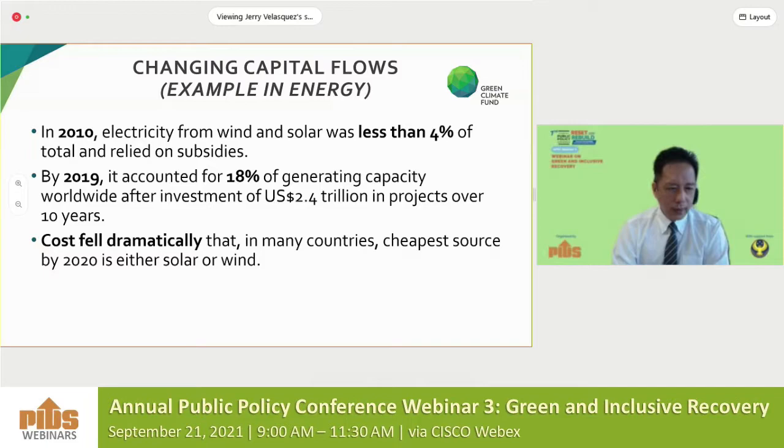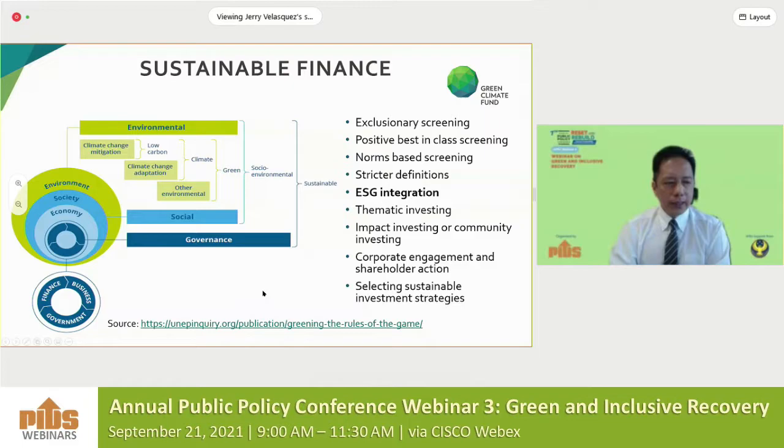Costs fell dramatically in many countries, and the cheapest source by 2020 is either solar or wind. We know this, but there are barriers that actually stop us from adopting more renewable energy. So I think you've already discussed this in previous webinars, the sustainable finance and the things that you can do.